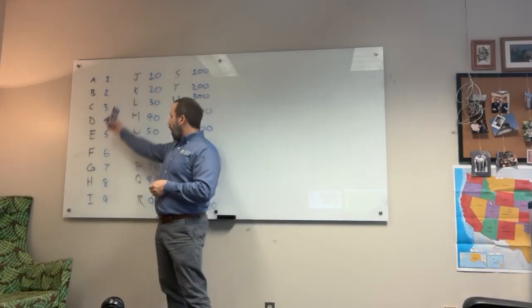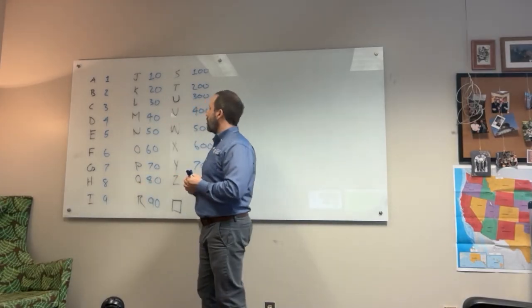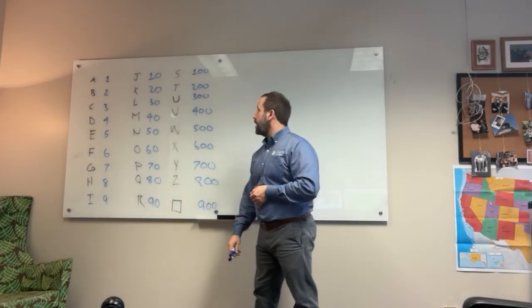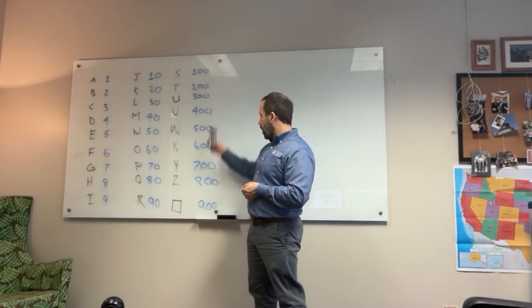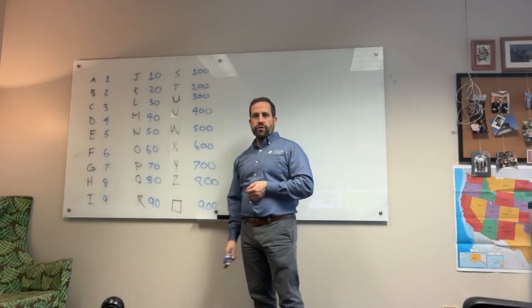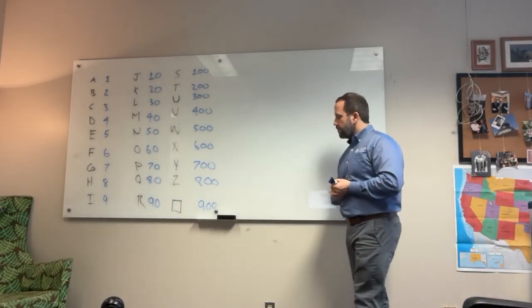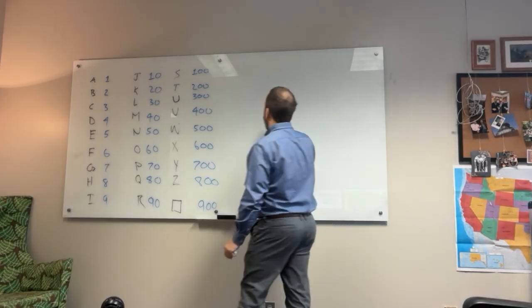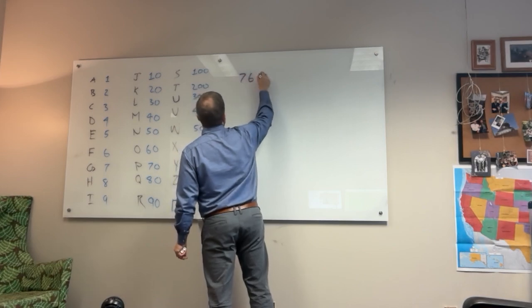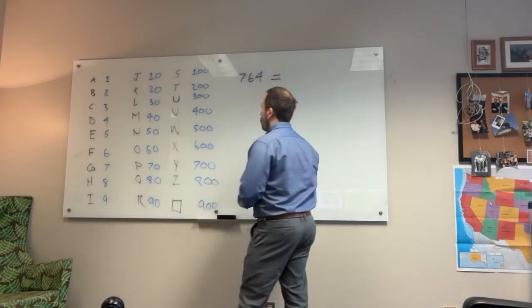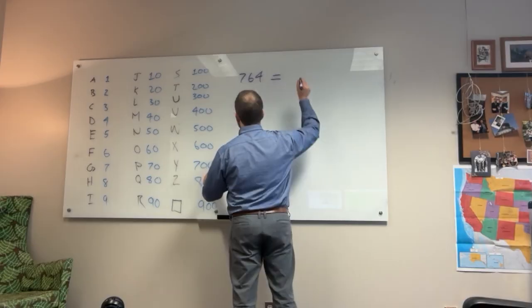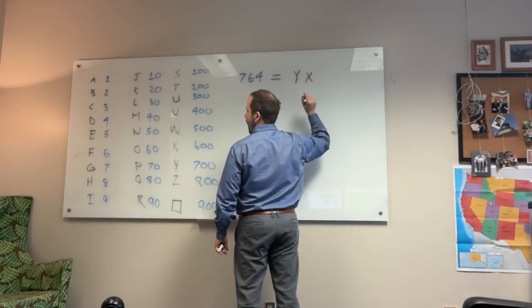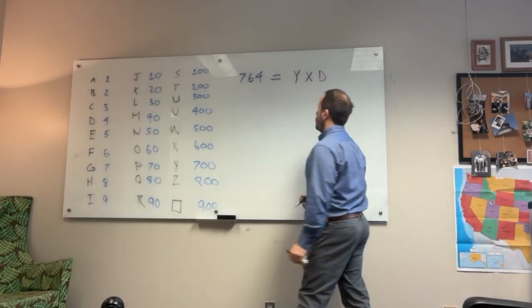The letters A through I represented the numbers 1 through 9. The letters J through R represented the numbers 10 through 90. And then these letters here go from 100 to 900. I needed an extra letter, so I just used a square down here to represent 900. And so if they wanted to represent a number, let's say 764, then they would write this in the following way. They would have a 700, which is y, 60 would be x, and then 4 would be d, like this.